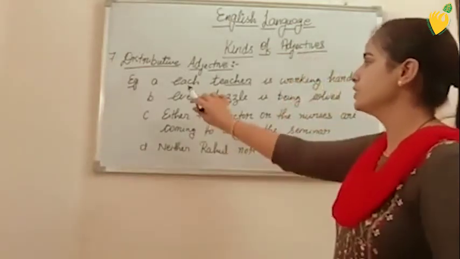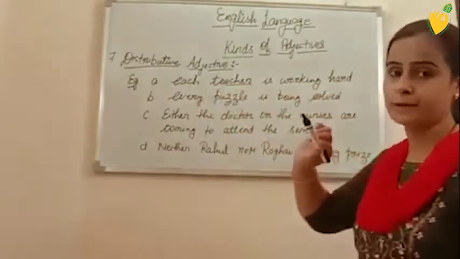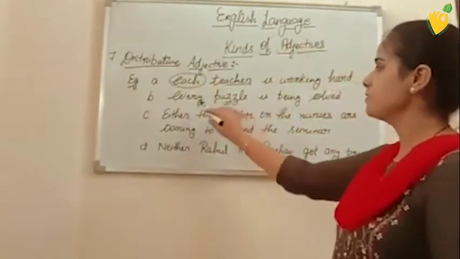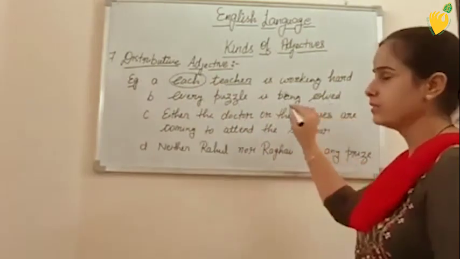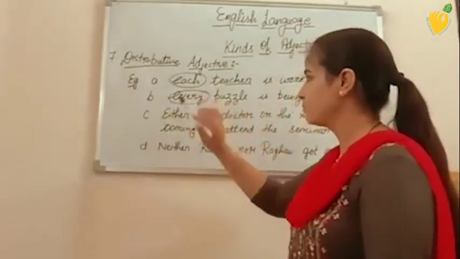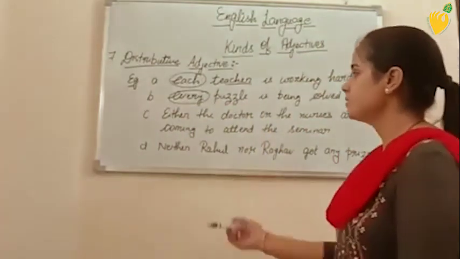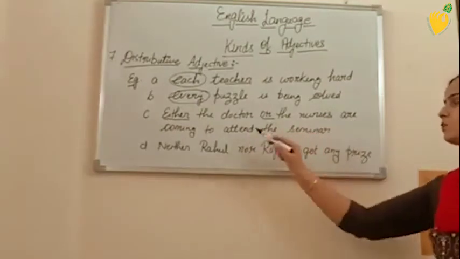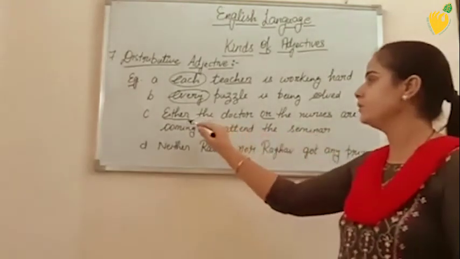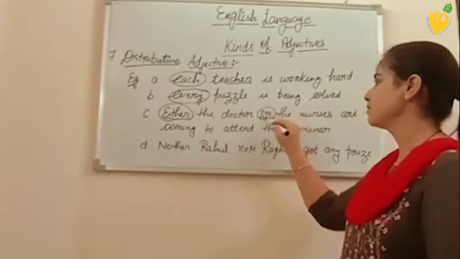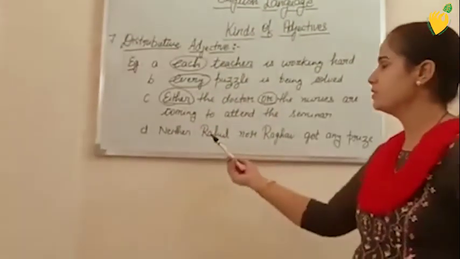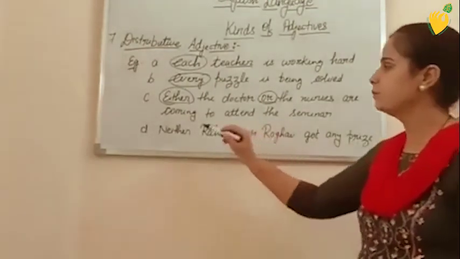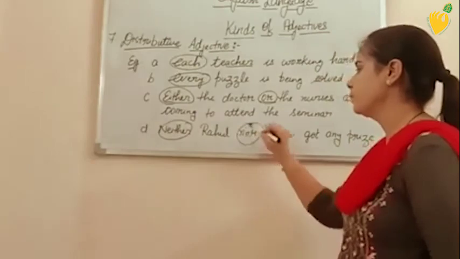Look at the examples. First one is, each teacher is working hard. In this example, each is your distributive adjective. Next is, every puzzle is being solved. In this example, every is a distributive adjective. Next is, either the doctor or the nurses are coming to attend the seminar. In this example, either-or is a distributive adjective. And the last one is, neither Rahul nor Raghav got any prize. In this example, neither-nor is a distributive adjective.